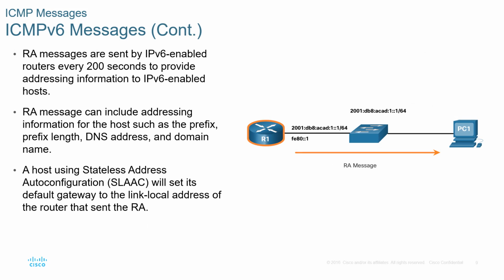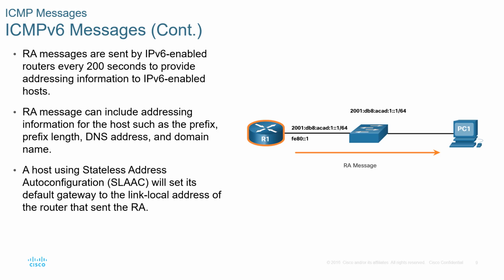So again, we may have a router solicitation. A device comes online, wants to know what's going on, so it will send out a router solicitation. The router will receive it and then respond with a router advertisement. Router advertisements are sent to any IPv6 enabled device, and this is typically done every 200 seconds. This provides the addressing information.